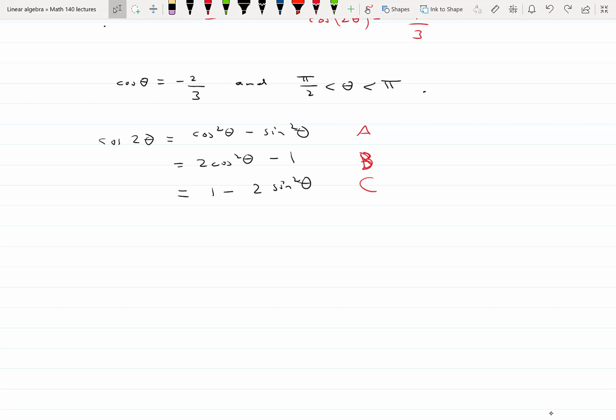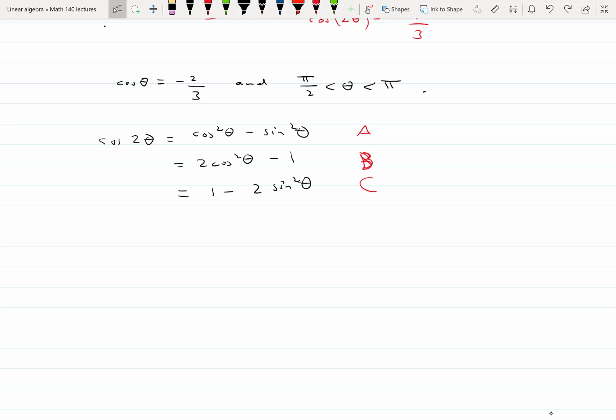If you chose, for example, to use formula C that I've identified with a red C, you first have to find the sine of theta. And there are a couple of problems with that. One, you may make a mistake in doing that. Every time you write something, you've introduced the chance that you're going to make a mistake. So if you want to use a formula that involves sine, first you've got to find the sine. If you screw that up, your cosine of 2 theta is going to be wrong.